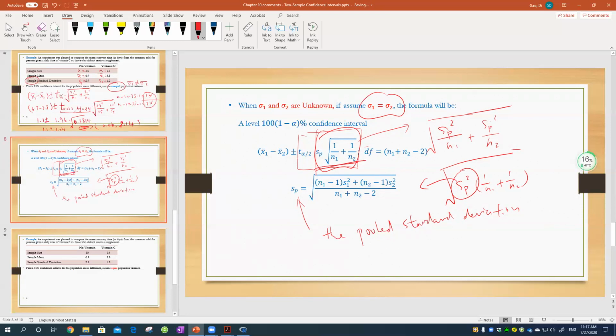So the only change will be, instead of using S1 squared and S2 squared in the formula, we use the pooled variance, and that is a weighted variance between S1 and S2. And the degree of freedom equals N1 minus 1 plus N2 minus 1. Since it's a pooled variance, the degree of freedom will be N1 minus 1 and N2 minus 1 together. So simplify that, that's N1 plus N2 minus 2. Again, that is for sigma 1 and sigma 2 unknown, when we assume the population standard deviations are the same.